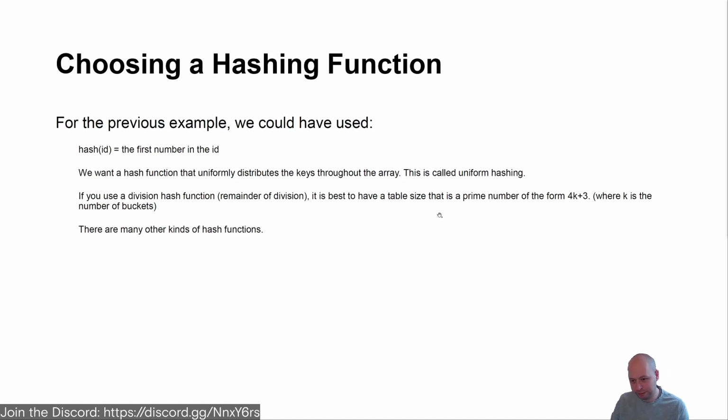But essentially, 4k plus 3 is just a form of a prime number. And generally speaking, when you're talking about division type hashing functions, you really do want to choose a prime number.